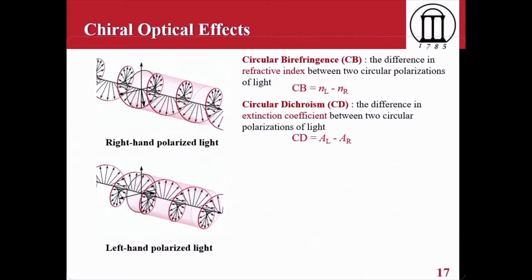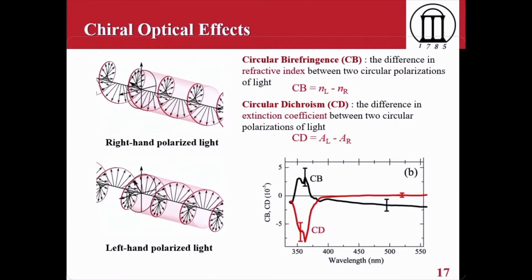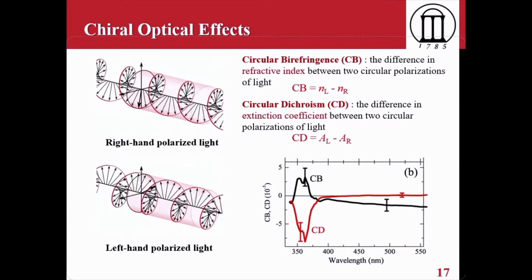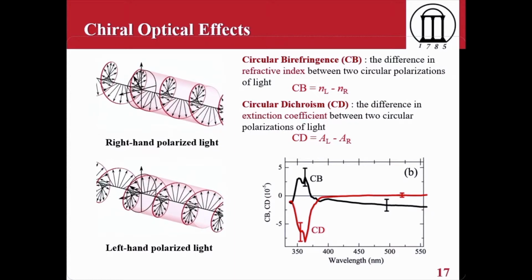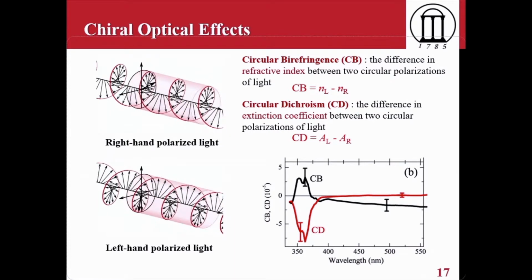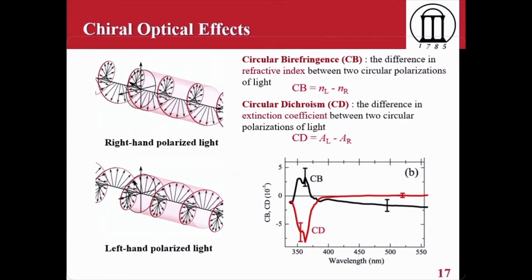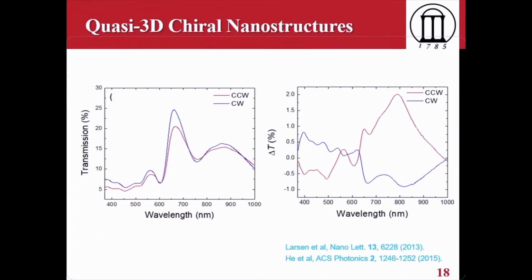Actually, this was used to characterize biological samples. For example, DNA and proteins always have handedness, right? In nature, many, many molecules have handedness. So if we use circularly polarized light to look at the structure, the structure can rotate clockwise or counterclockwise.